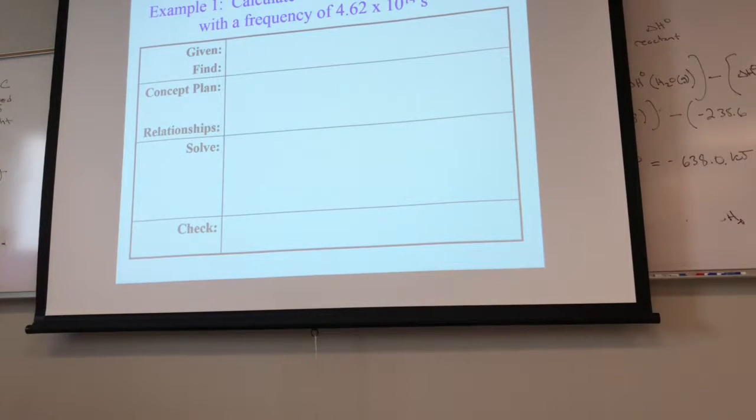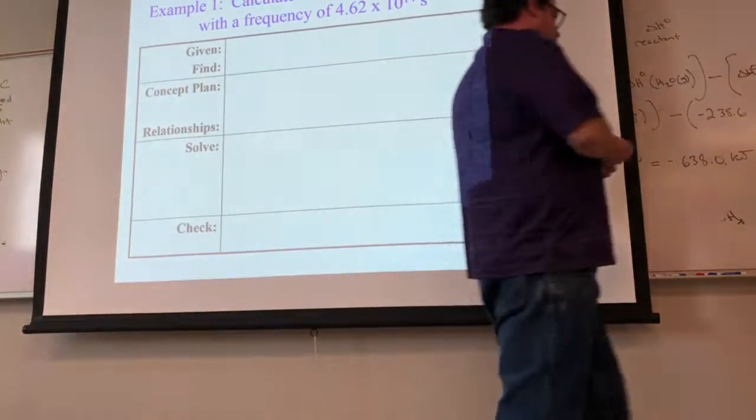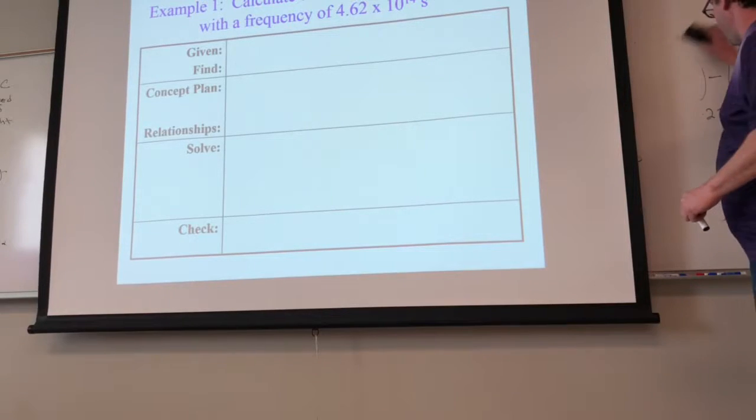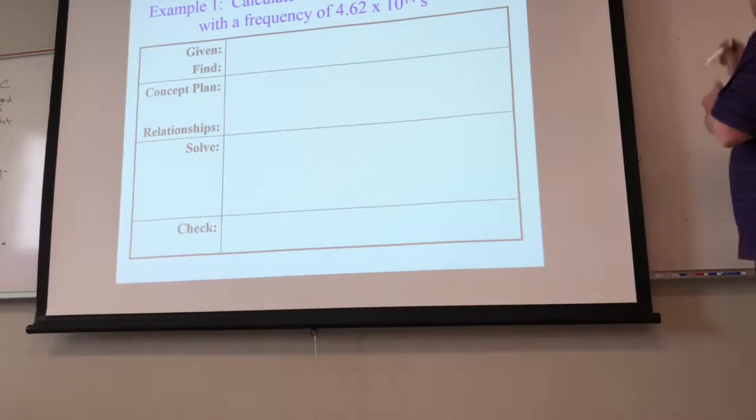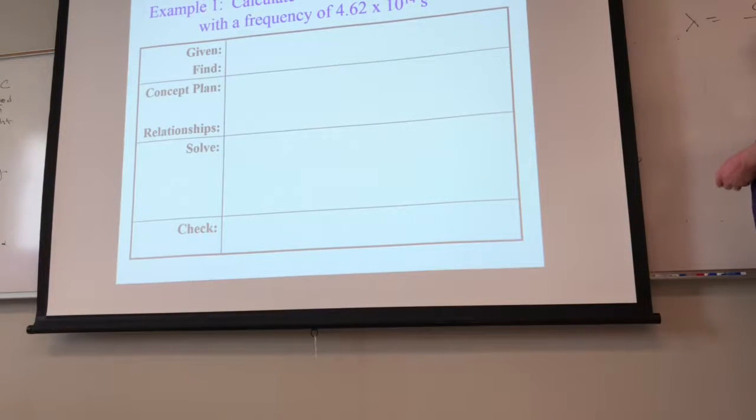So what variable am I solving for in this equation? This guy, all right? If I rewrote that equation, what would it be? Speed of light divided by frequency. Okay. All right, so what would that be? That would be 3.0 times 10 to the 8th meters per second. And then my frequency would be 4.62 times 10 to the 14th inverse seconds.